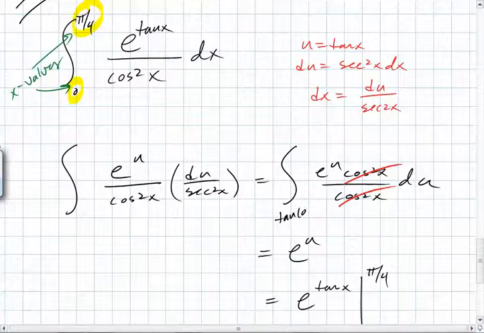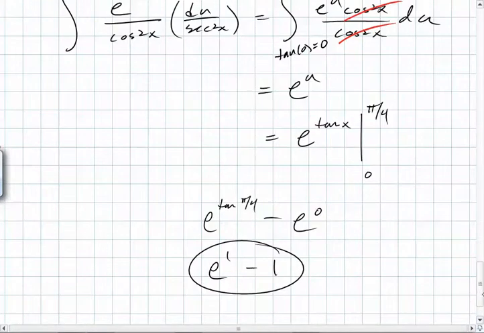Tangent of 0 is 0. And up here we have to do the tangent of pi over 4. What is tangent of pi over 4? 1. What's tangent of 0? 0. Okay?